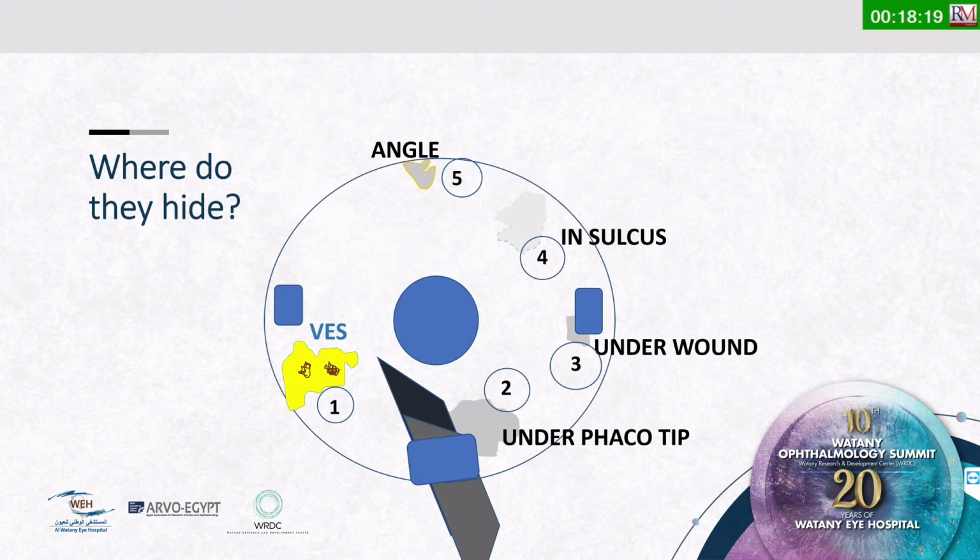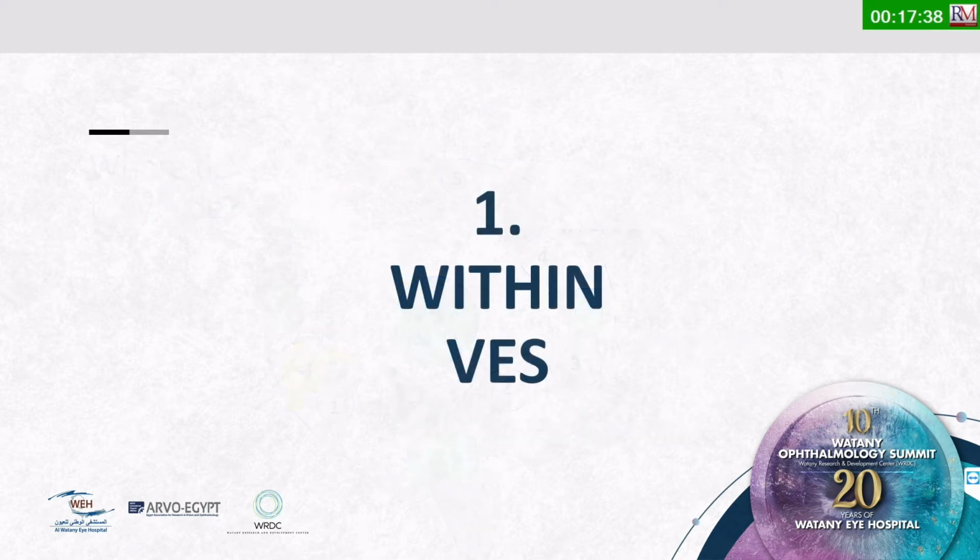Here is the map. With experience, we have lost lots of fragments. We are not talking about dropped fragments. We are talking about retained fragments in what seems to be a straightforward case. We have memorized the places where they hide, and there are five. Number 1, inside viscoelastic remnants you have not washed. Number 2, under the place of the phaco tip. Number 3, inside or under the corneal wounds. Number 4, which is the most important because they are invisible, inside the ciliary sulcus. And number 5, in the angle. We will go through each of them.